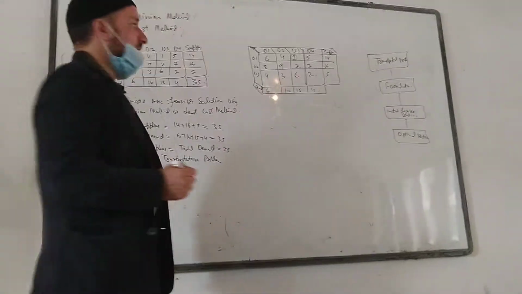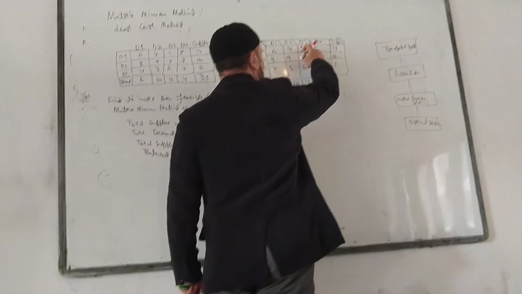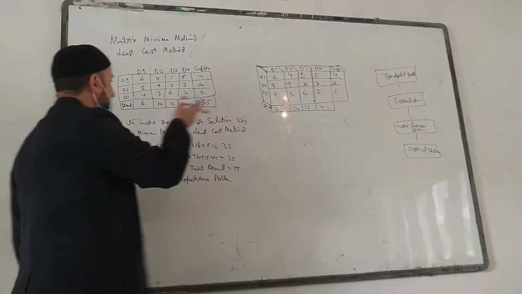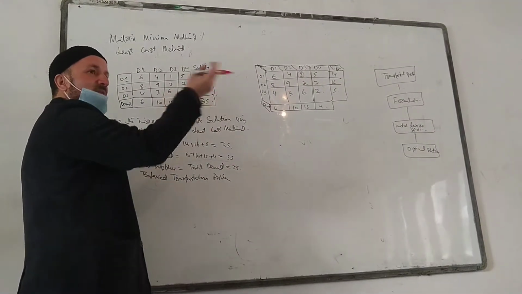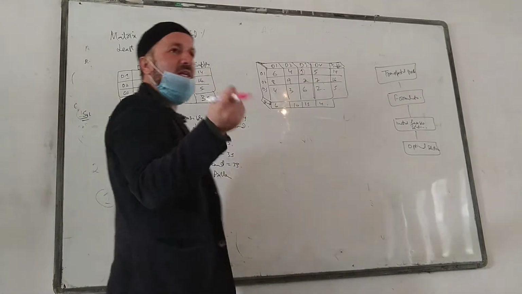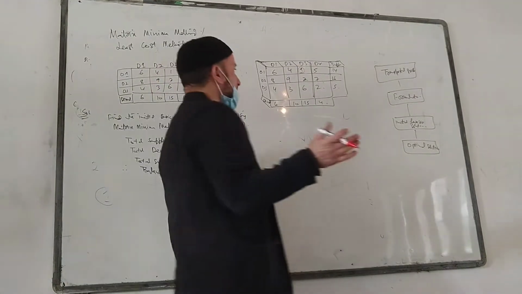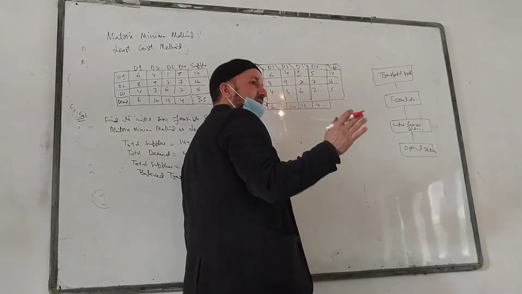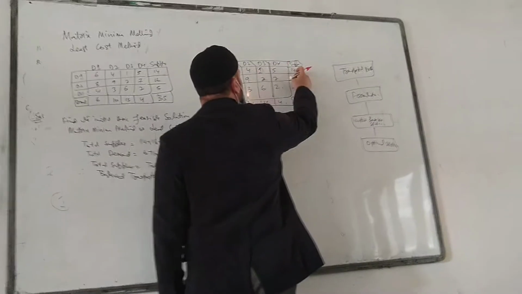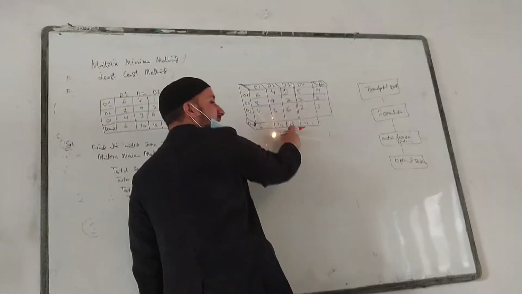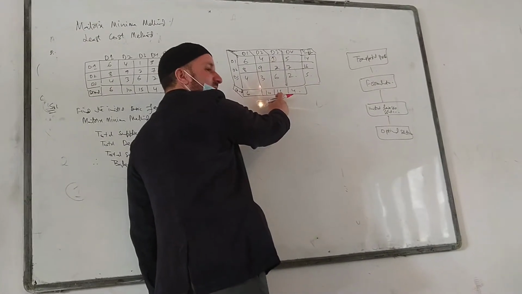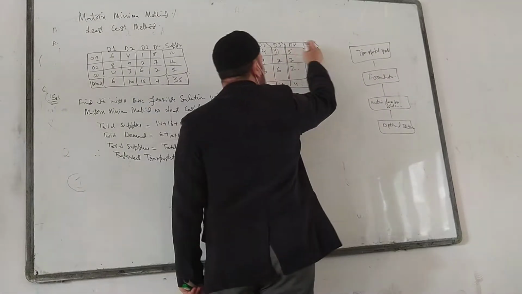So for this minimum, because it is the least cost method, least cost or matrix minimum, 1 is the minimum. What is its supply? 14. What is its demand? 15. Which one is smaller? 14. So assign 14 to it.